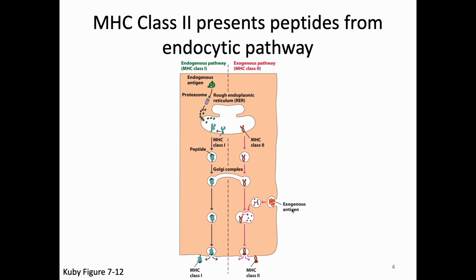And as I already mentioned on the previous slide, class 2 differs from class 1 in that it is presenting peptides that are in the endocytic pathway. So they're in, or the biosynthetic circulatory pathway. They're already in this process. They're not peptides from the cytoplasm. So that's kind of a big difference here.